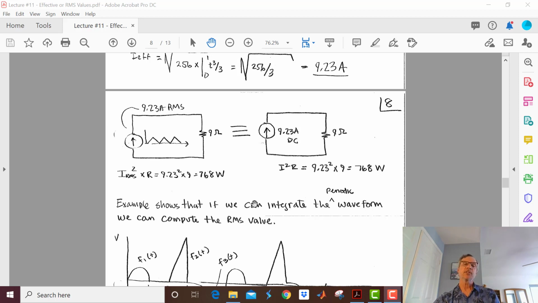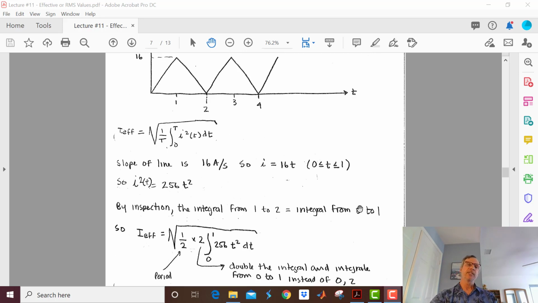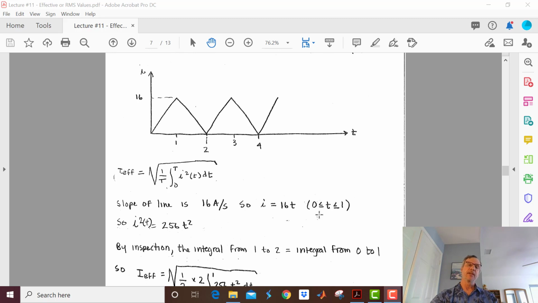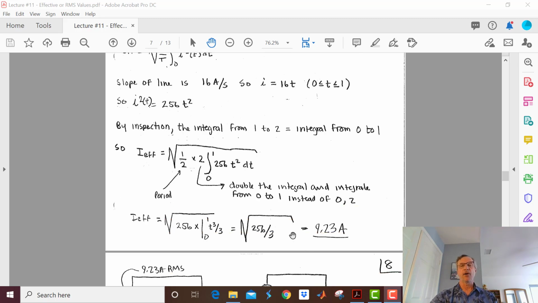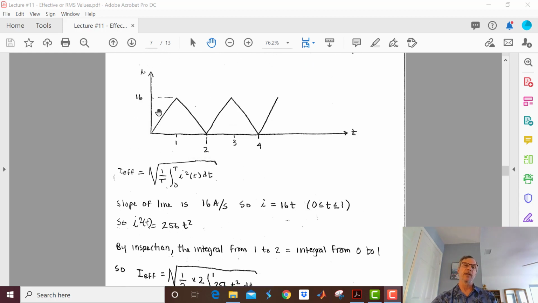Okay, so let's look here for a little bit. We did some averaging, and we said the RMS value was 9.23 amps. Why isn't it half? Why isn't it 8 amps? Why is it 9?